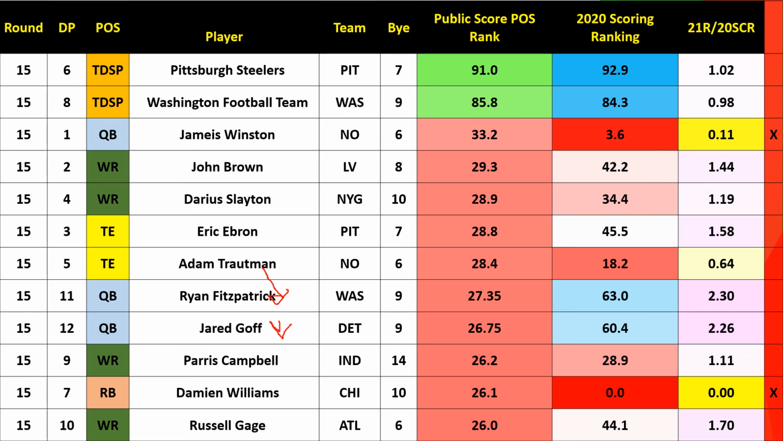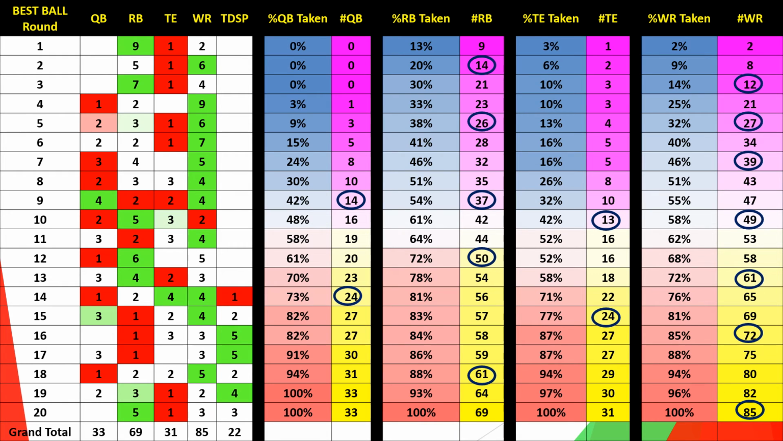Okay. So Brown, Slayton, Campbell, Gage all day, all night long. This is the bargain of this round right here. Take it and run with it. Maybe Ebron, tight end 3. Williams, roll the dice. I don't think I am.